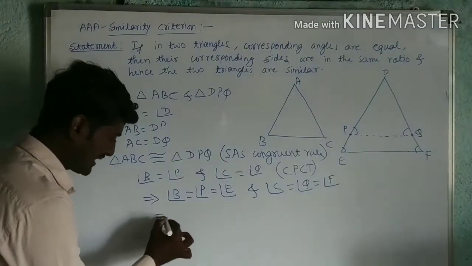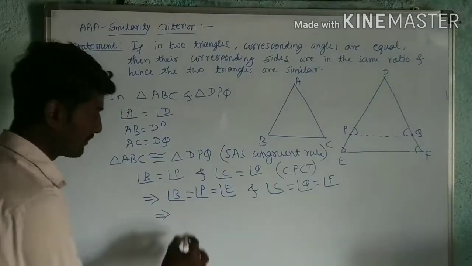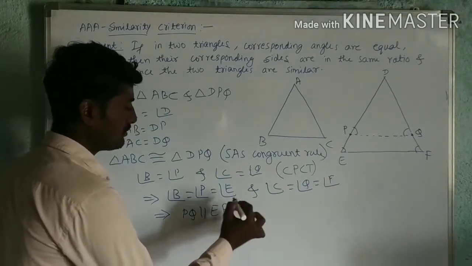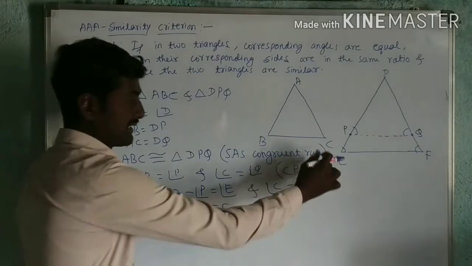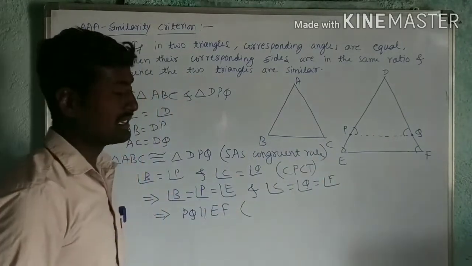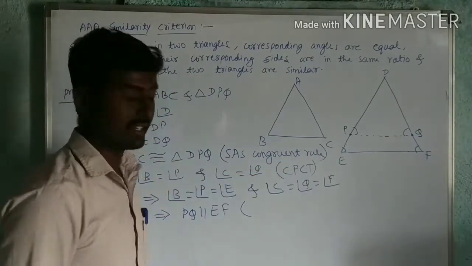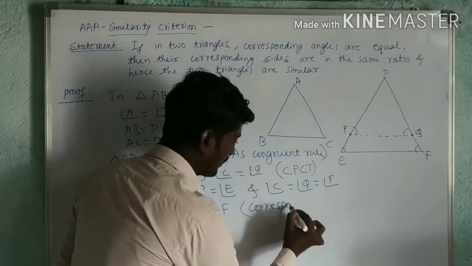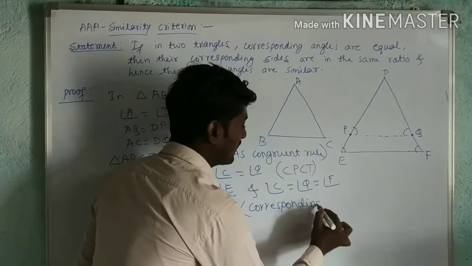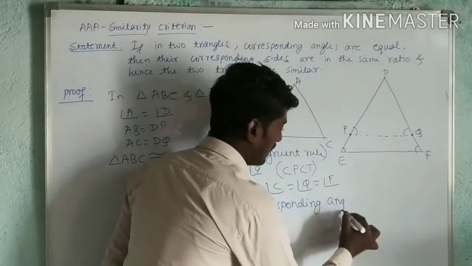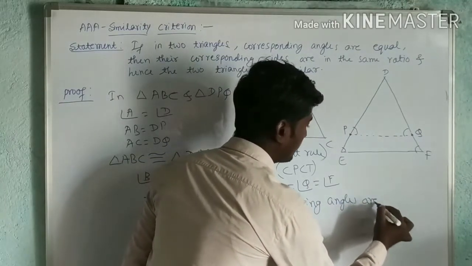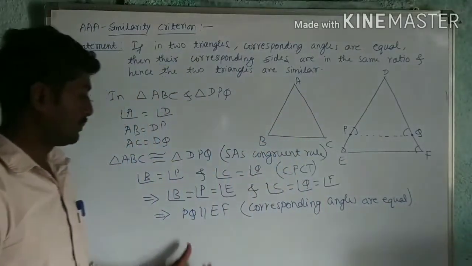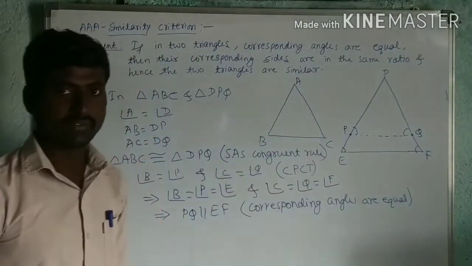Now from this condition, what can I write? PQ is parallel to EF. Why? Because corresponding angles are equal. Then PQ is parallel to EF I can write. So, corresponding angles are equal. I have proved that PQ is parallel to EF.